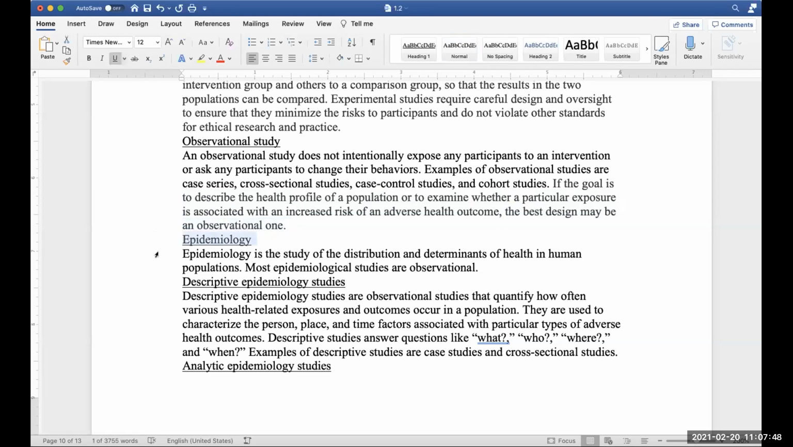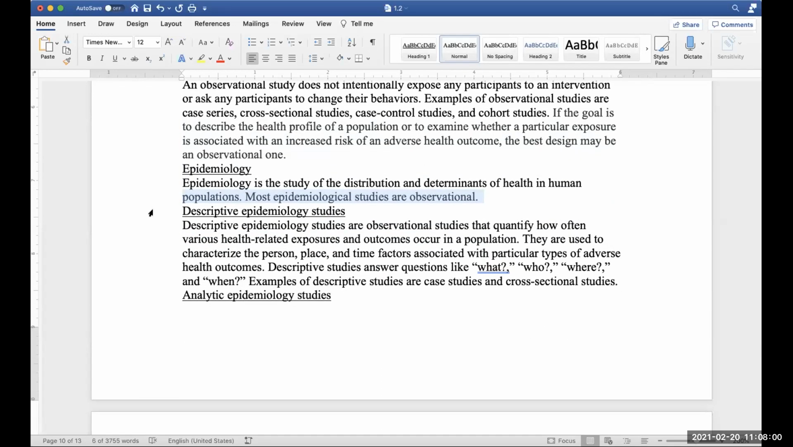So, epidemiology is the study of the distribution and determinants of health in human populations. Most epidemiological studies are observational. So, a descriptive epidemiological study. Descriptive epidemiology studies are observational studies that quantify how often various health-related exposures or outcomes occur in a population. They're used to characterize the person, place, time factors associated with a particular type of adverse health outcome. Descriptive studies answer questions like what, who, where, when. Examples of descriptive studies are case studies or cross-sectional studies.